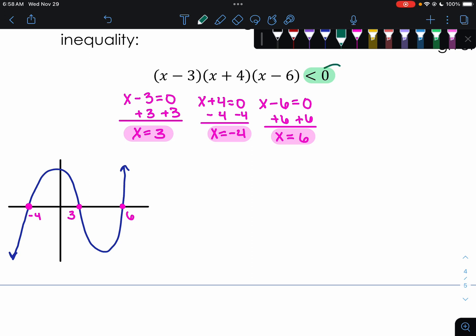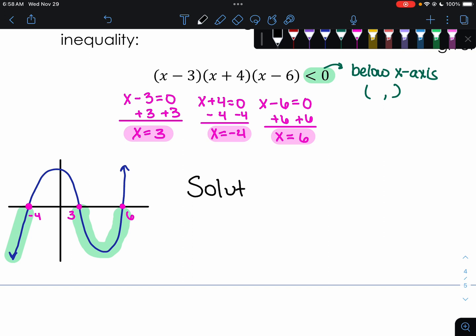So first off, because it says it's less than 0, we want what is below the x-axis. And it also tells us that we will be using parentheses because there's no line underneath. So if I'm looking at my graph, that means I want this piece, and I want this piece to this piece. And so now for my solution set, it's just writing the domain of those pieces.